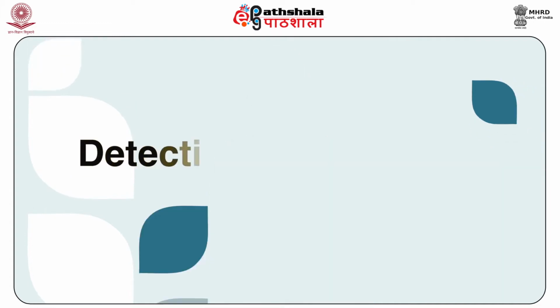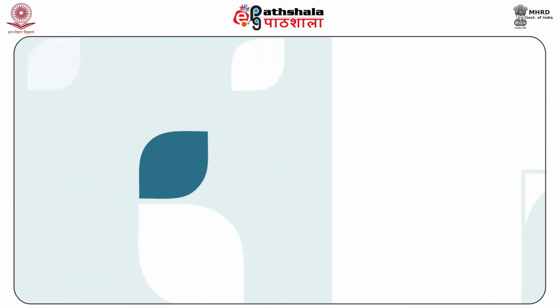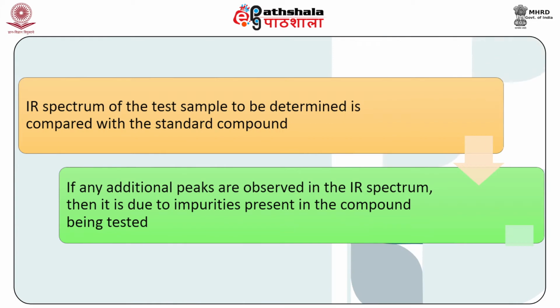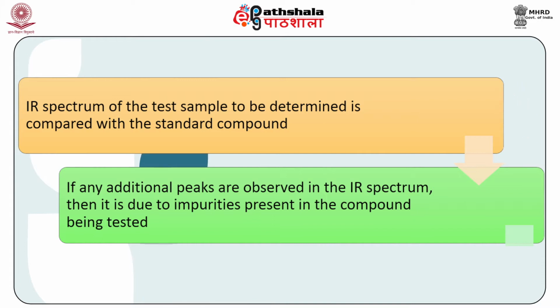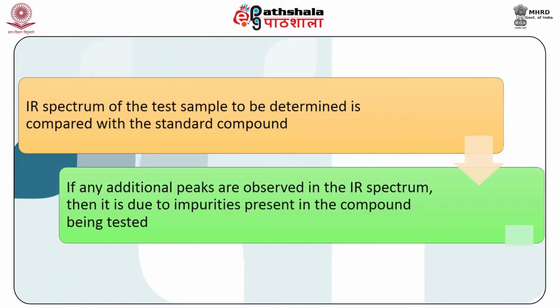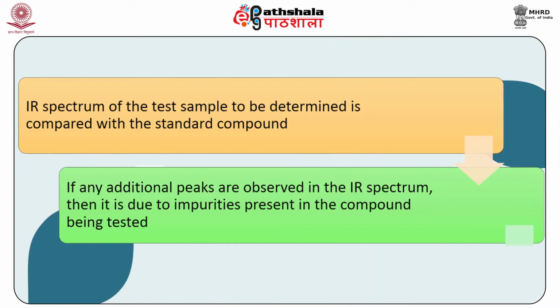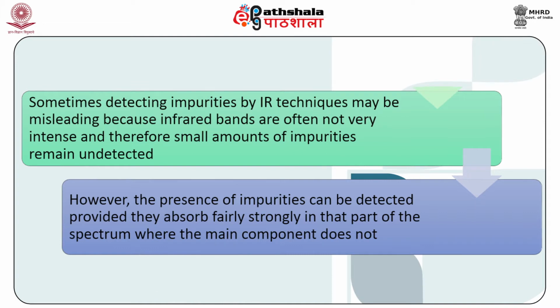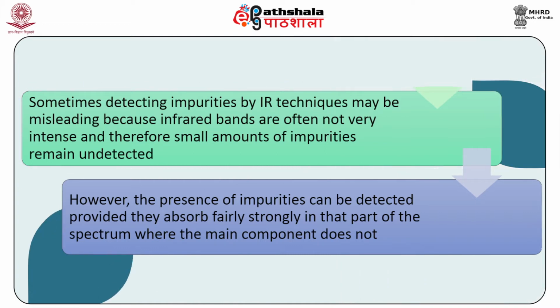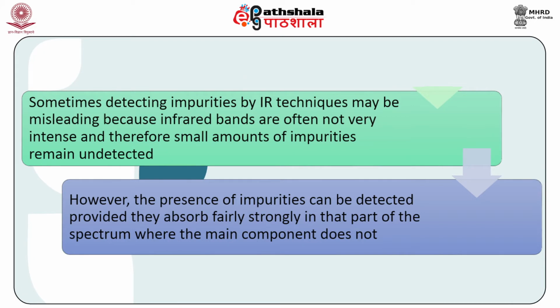Now let us come to another application of IR spectroscopy, which is the detection of impurities. The IR spectrum of the test sample is compared with the standard compound. If any additional peaks are observed in the IR spectrum, then it is due to impurities present in the compound being tested. Sometimes detecting impurities by IR techniques may be misleading, because infrared bands are often not very intense, and therefore a small amount of impurities may remain undetected in the IR spectrum.